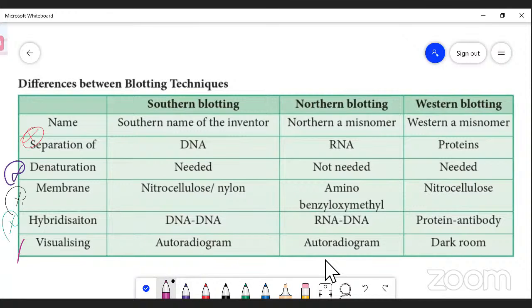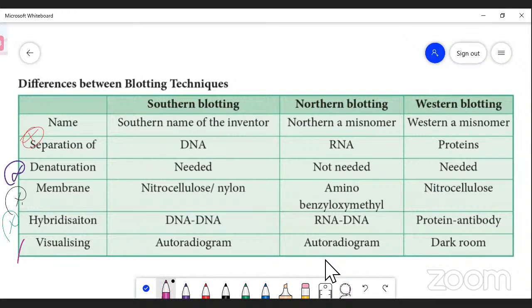First of all, I'm going to show you, my dear students, the separation of DNA. In southern blotting, DNA is separated, whereas in northern blotting, RNA is separated. I mean, the transfer of RNA, that is called northern blotting. The transfer of protein from the agarose or electrophoretic process to the nitrocellulose membrane is called western blotting. Simply, what is separated in the first step is DNA in southern blotting, RNA in northern blotting, and protein in western blotting.